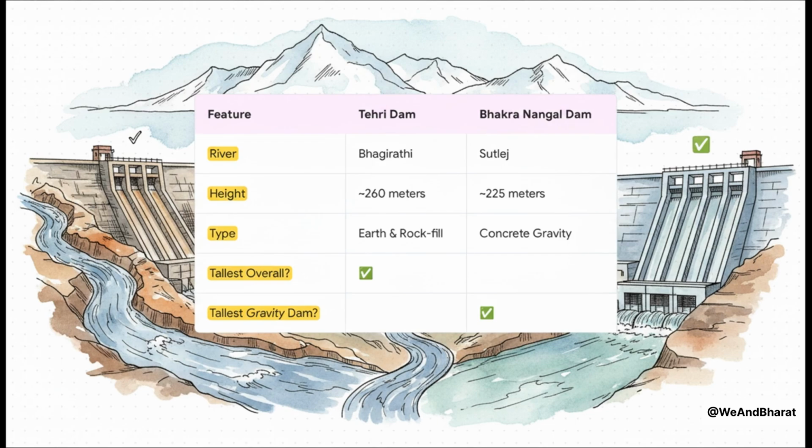The Bakra Nangal, on the other hand, is a concrete gravity dam. So the answer to which is tallest depends on what you're asking. The tallest gravity dam is Bakra Nangal, but the tallest dam in India, period, is Tehri. It's all about getting specific with the category.